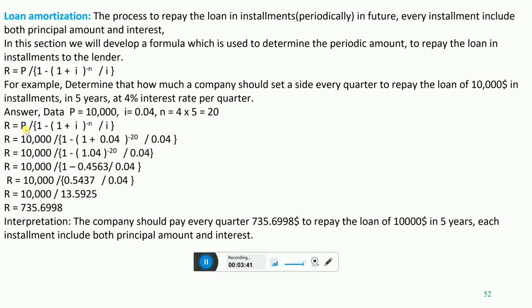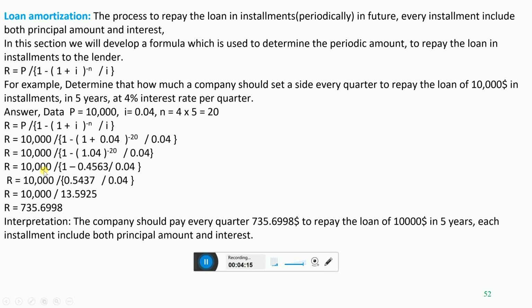So we will replace P, i and n with their values. P, the principal amount, is $10,000, divided by 1 minus 1 plus the interest rate of 4% per quarter raised to the power minus 20 quarters, divided by 0.04. R is equal to $10,000 whole divided by 1 minus parenthesis start 1 plus 0.04, which is 1.04, raised to the power minus 20, and divided by 0.04.